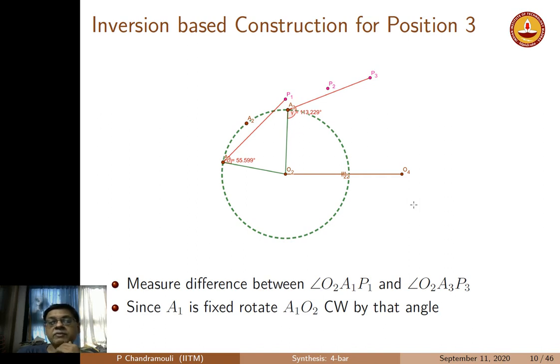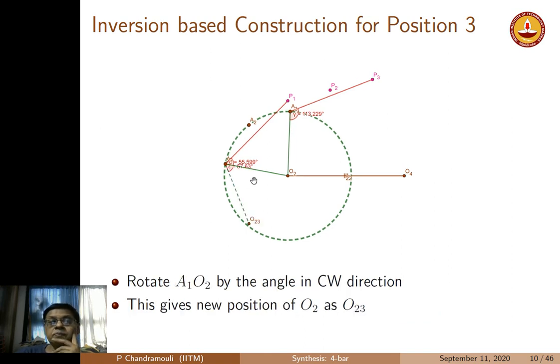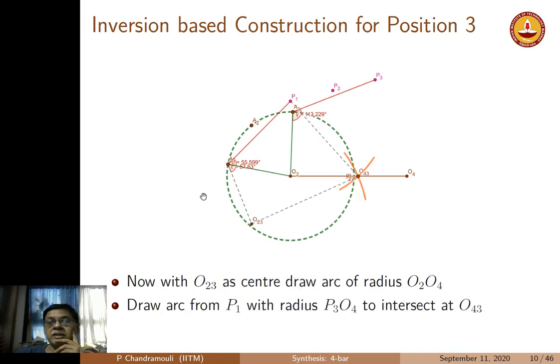Now you can see that the angle has increased from 55.6 to about 113.3, which is roughly 45 plus about 58 degrees. So again the angle has increased, so we rotate clockwise and locate O23. Here we have rotated by 57.6 degrees and we get the O23 position. Now we do the same exercise in order to locate O43. Draw an arc from O23 as center with distance O2 O4, and similarly from P1 the distance is P3 O4.